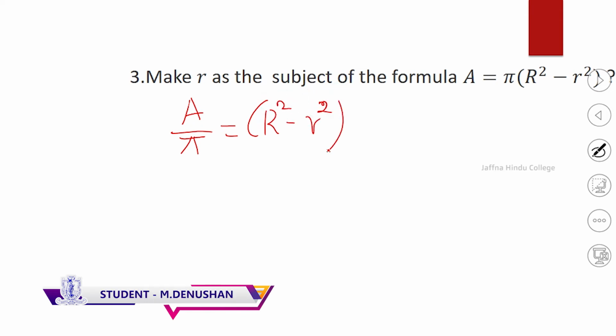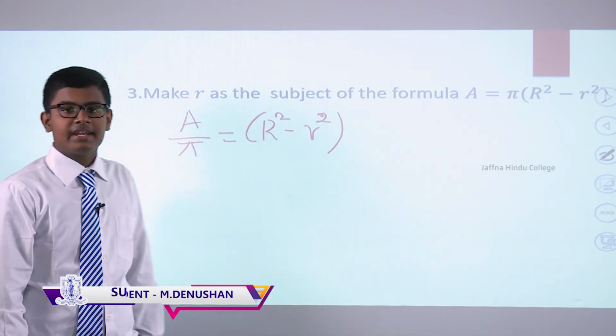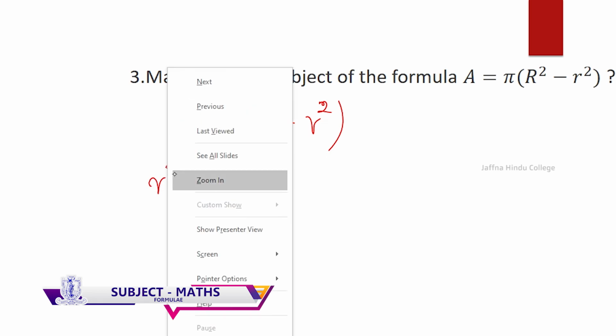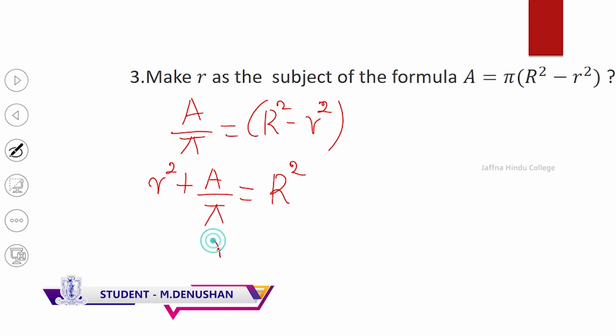But we have to make the coefficient of r squared positive. For that purpose we have to add r squared to both sides. Then we can obtain that r squared plus A over pi equals capital R squared. But we have to make small r the subject. For that we have to subtract A over pi from both sides. Then we obtain that r squared is equal to capital R squared minus A over pi.